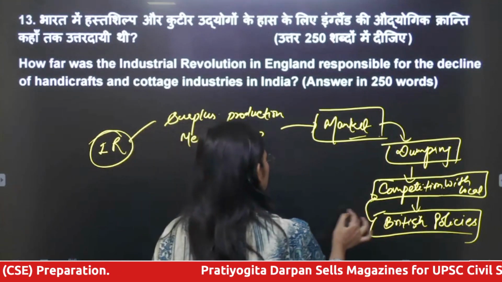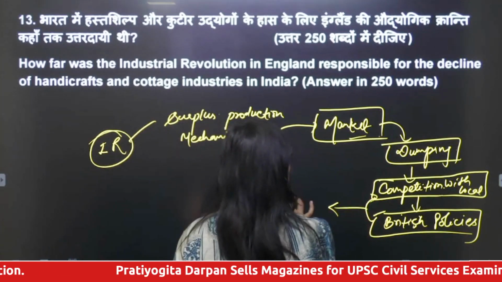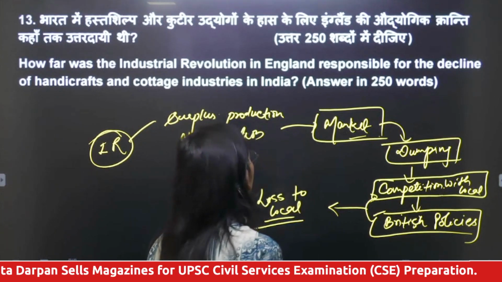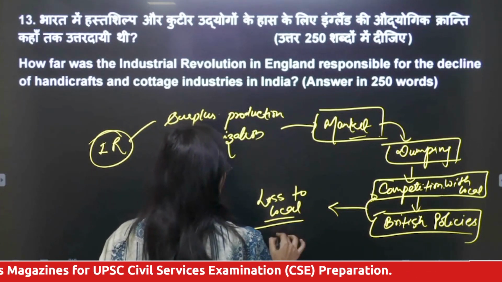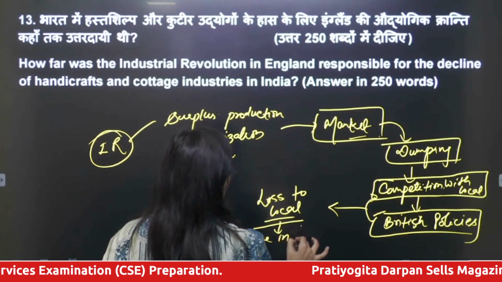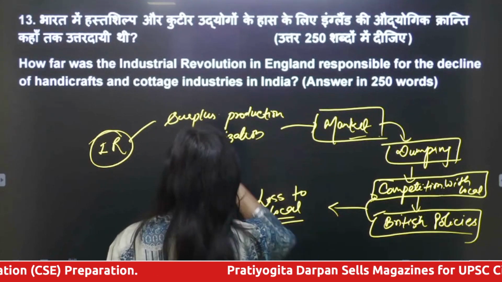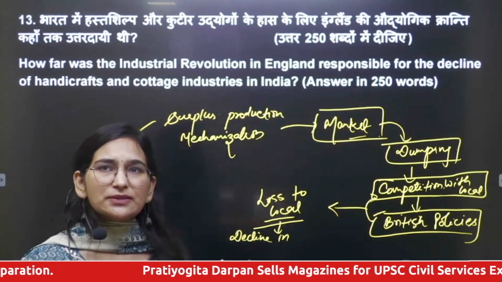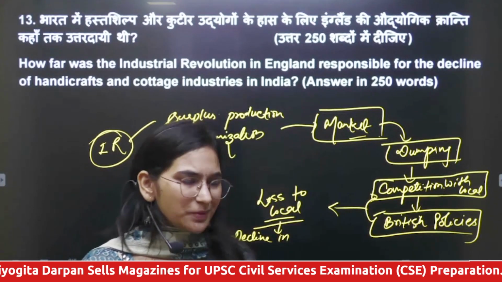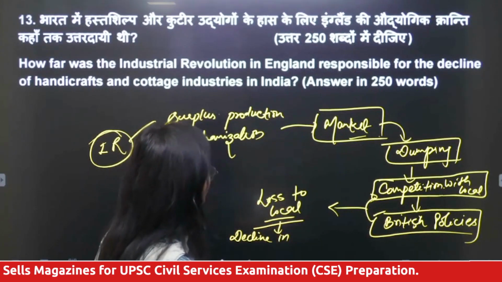Loss to the local, and this loss to local, what would happen? The decline in handicrafts or cottage industries. So that is the simple flow that you need to come up with, and you need to explain, and that is why you would be leading this way.